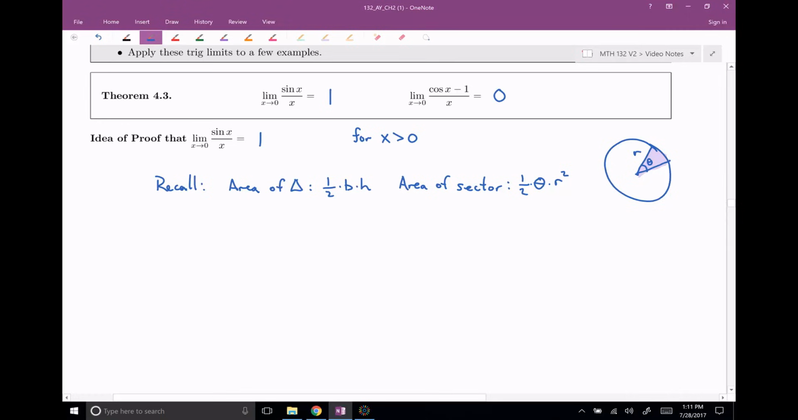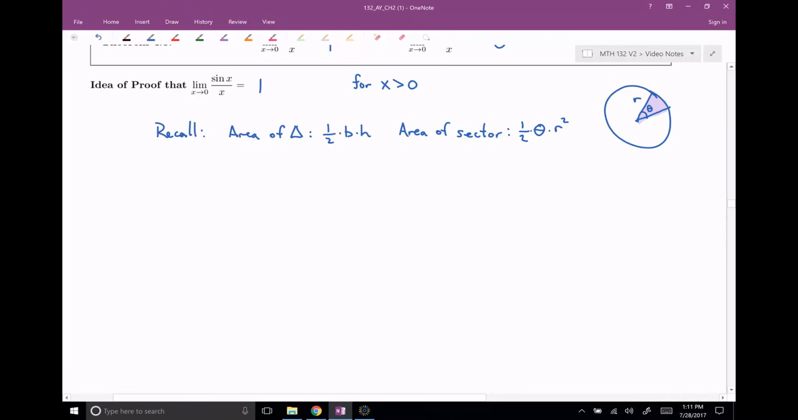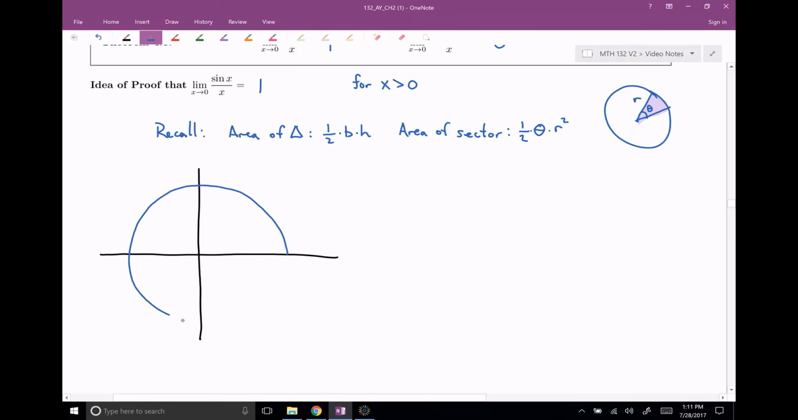And so this is where these areas of triangles and sectors are going to help us. So let me go ahead and draw some unit circles here. I'm going to draw a unit circle, and in fact, we're only going to need a piece of it. I want to focus on the piece that we need, so I'm going to do the unit circle in the first quadrant.